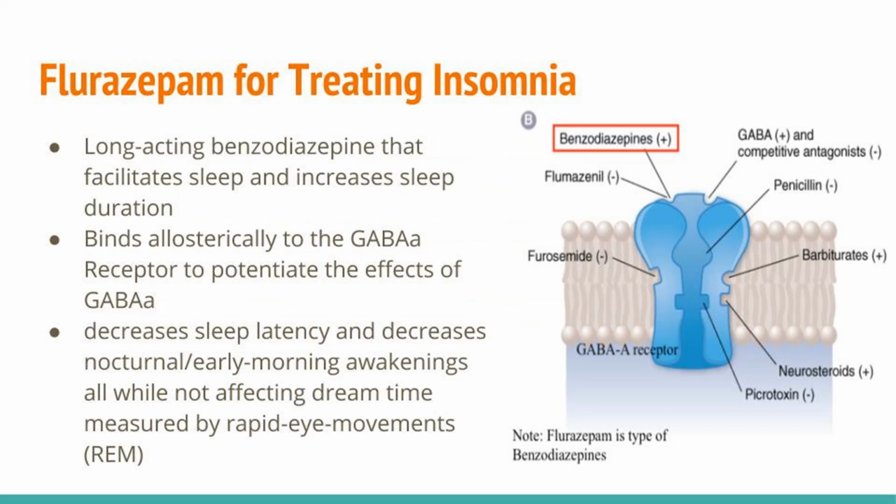In this scenario, Mr. H is prescribed Flurazepam to treat his insomnia. Flurazepam is a long-acting benzodiazepine that is used as a hypnotic agent for short-term management of insomnia. This drug acts by facilitating sleep and increasing sleep duration, all while not affecting the natural REM cycle. The mechanism by which this drug functions is as follows. Flurazepam works on gamma-aminobutyric acid, a neurotransmitter in the brain.